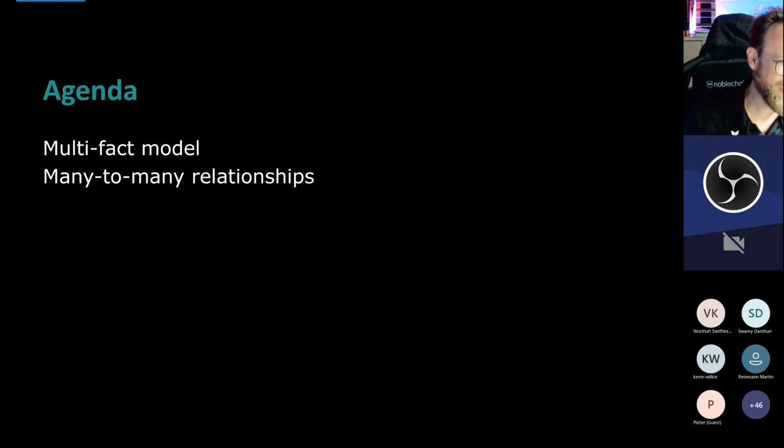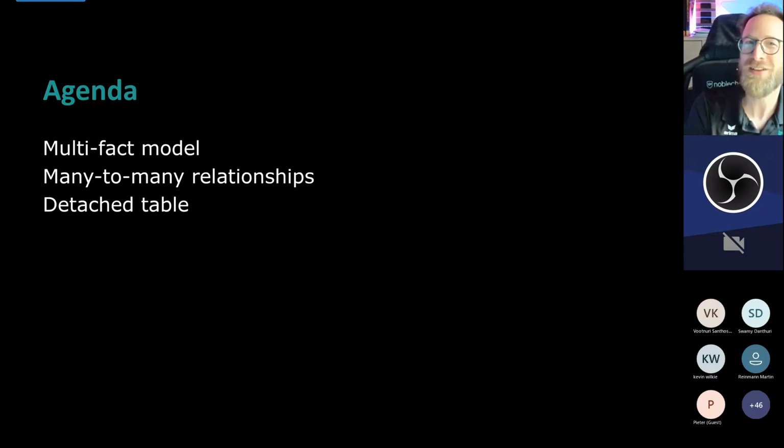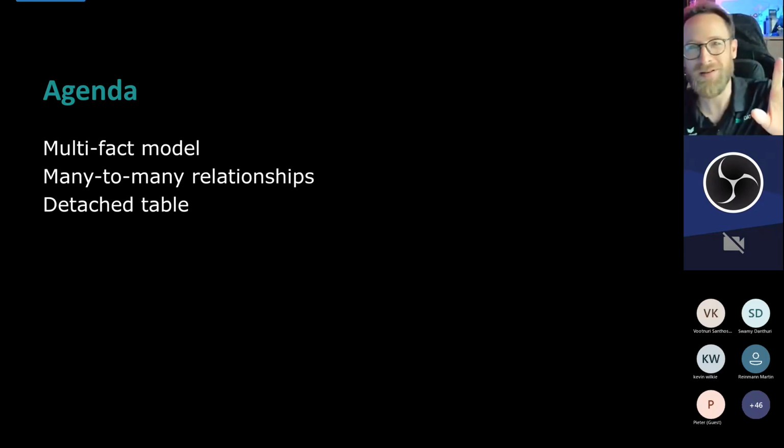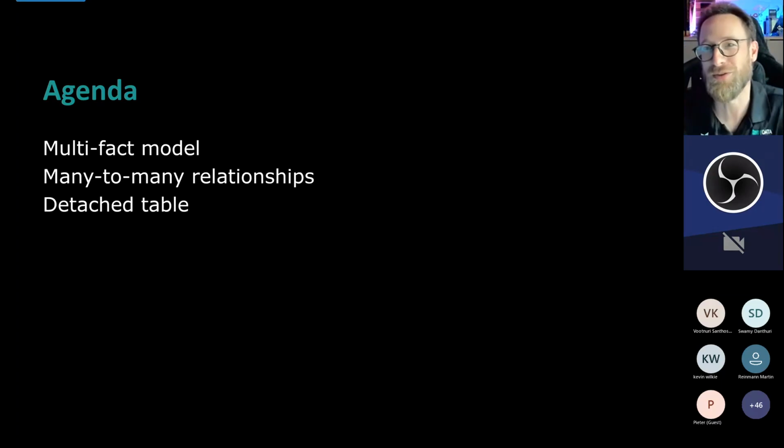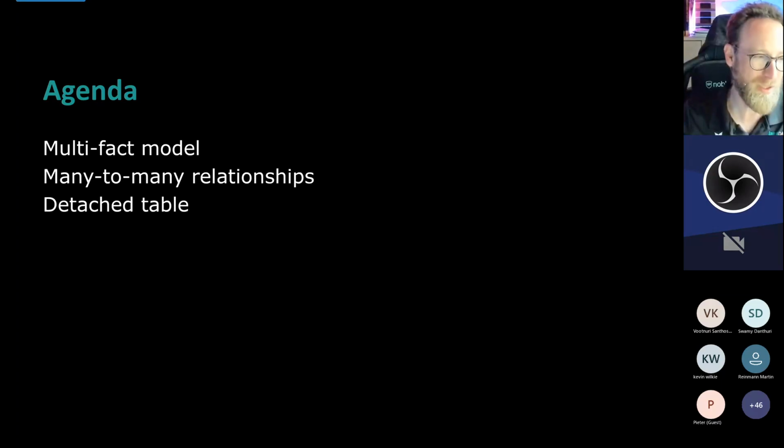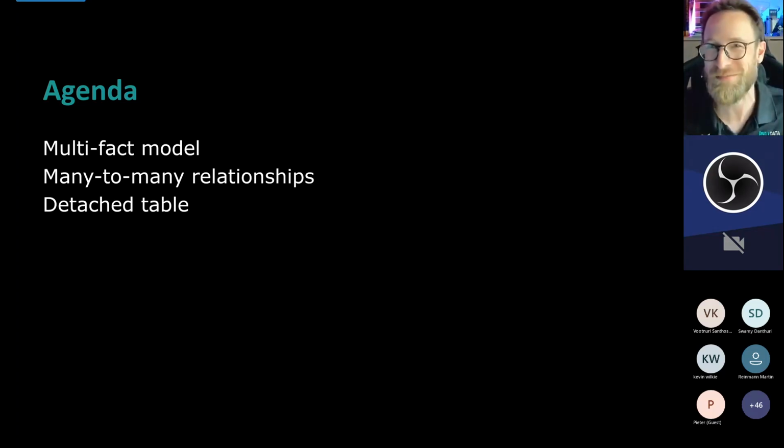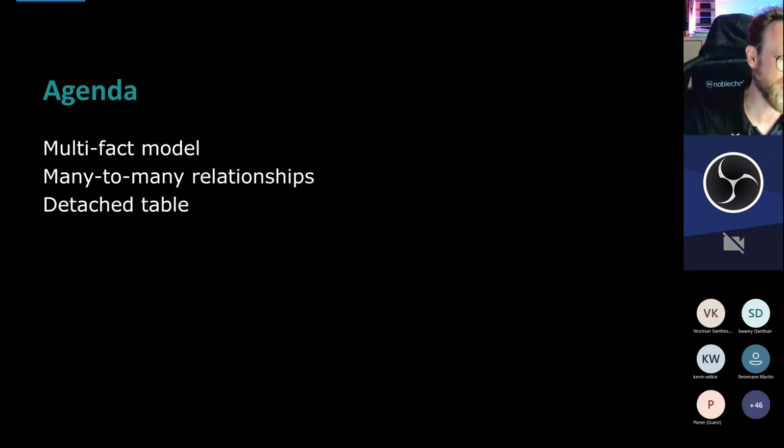We also talk about many-to-many relationships in this case. Then we will talk about the detached table. A detached table means it's a table and there's no relationship at all to the other tables. You should strongly avoid this, but there's certain use cases where it's good to have this as one tool there, but not as the standard tool. So that doesn't mean build models without relationships, even if you could.